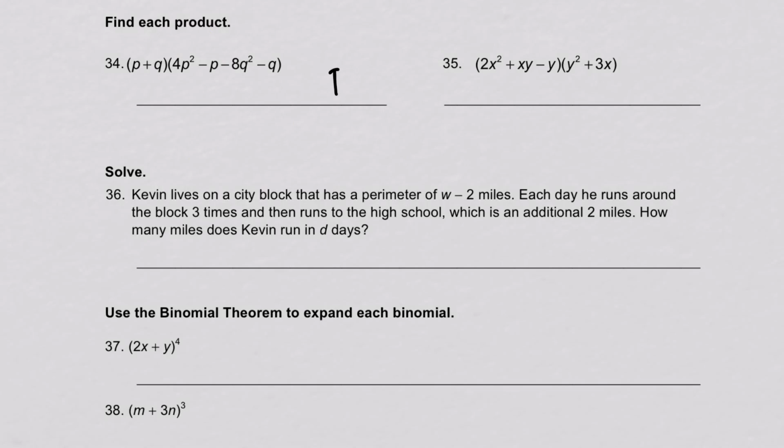You would put the p plus q down here. You would put the 4p squared minus p minus 8q squared minus q up there, and then you would do the exact same thing you do with regular multiplication. Q times q, q times 8q squared, q times p, q times 4p, and so on. Write them here, and then p times that one, p times that one, p times that one, and so on, and then you would add the two remaining parts.